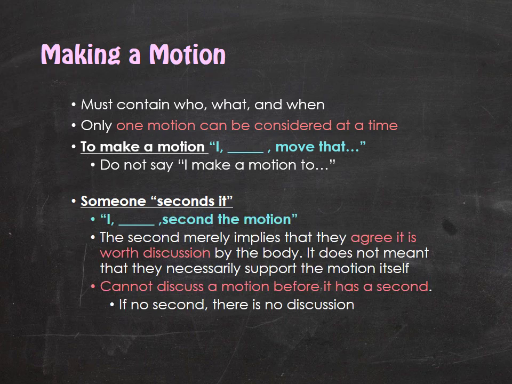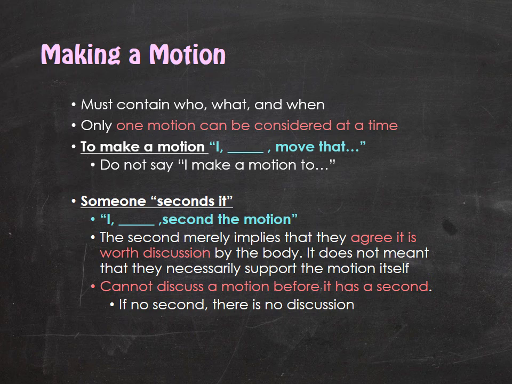Making a motion is essentially proposing that a group collectively talks about a topic. In order for that to happen, someone else needs to agree it's a worthy topic and that they second the motion. So I would say, "I, Amelinda Vasquez, second this motion." This doesn't necessarily mean that Ami wants to have a pumpkin carving social, but it means that she believes that this topic is worthy of discussion. Thanks, Ami. Once the second happens, the group can officially discuss it.